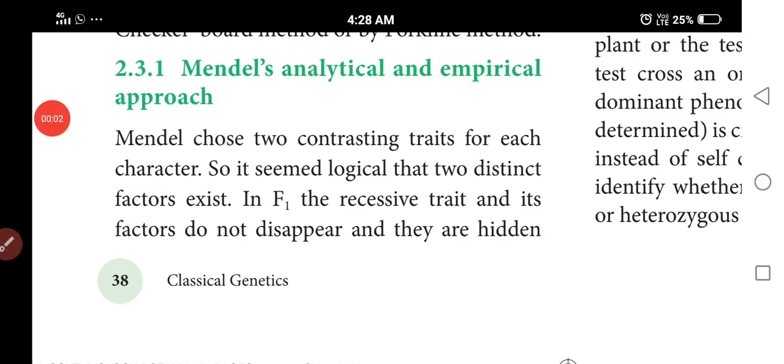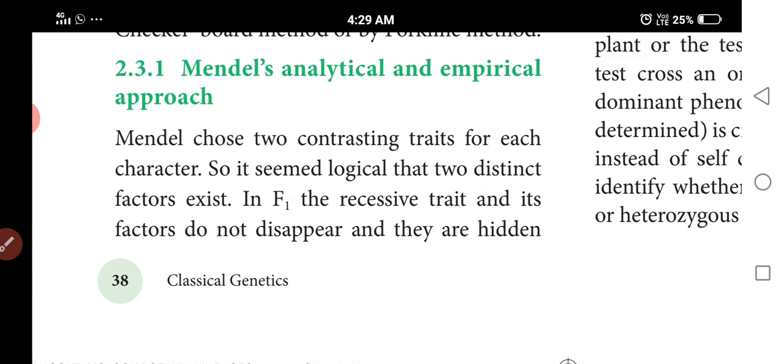In the previous video, we discussed reciprocal cross and monohybrid cross laws. So now we are discussing Mendel's analytical and empirical approach. Why did Mendel choose two pairs of contrasting characters? It is a logical one.